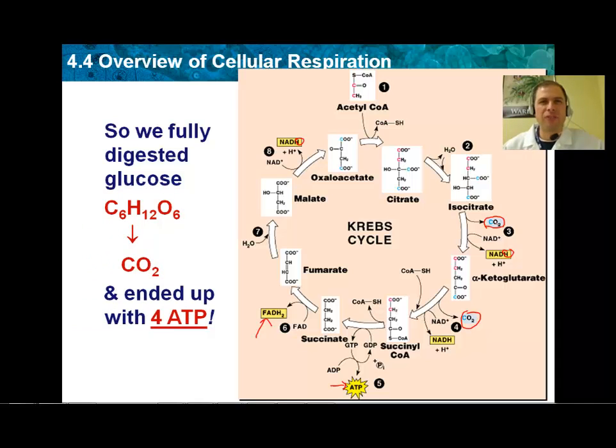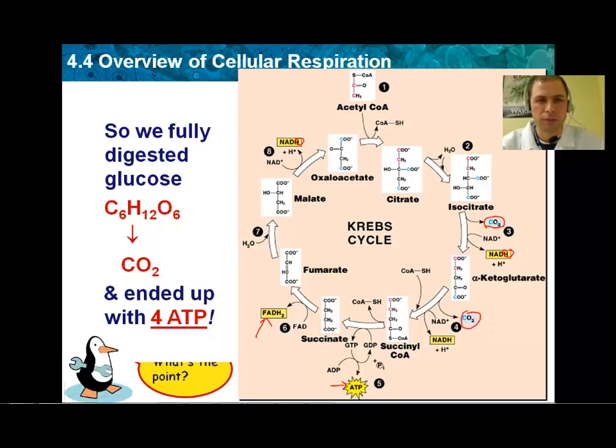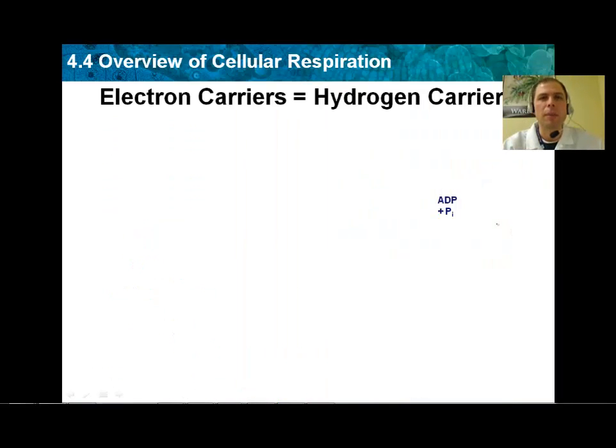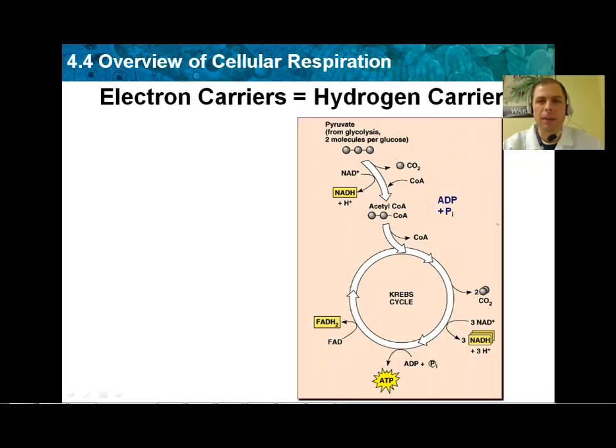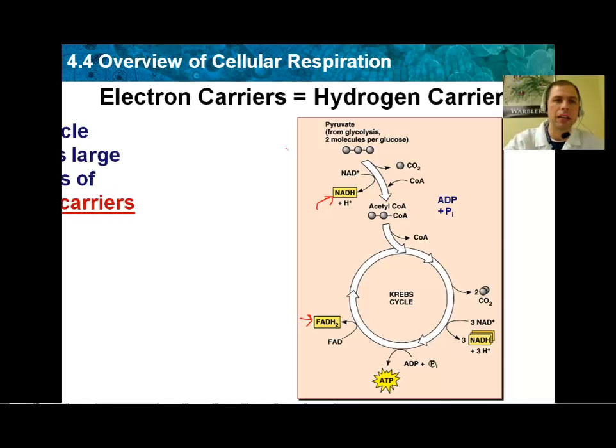But we only got a measly 4 ATP out of the Krebs cycle. What's the point of all that? Remember those electron carriers. We're going to get to those here very shortly and see why they are so significant. As you follow a pyruvate molecule from glycolysis into the Krebs cycle, we see numerous electron carriers being formed that are going to play a role later.